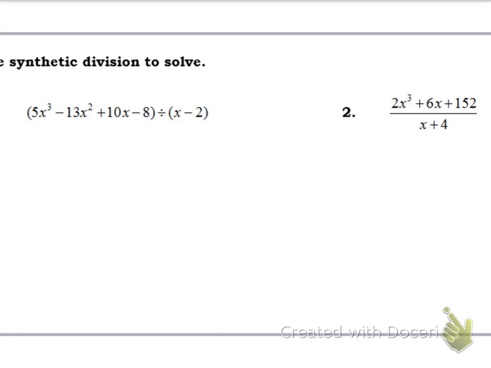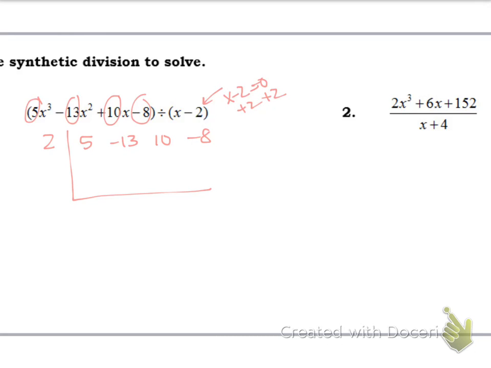Okay, so using synthetic division, to get your outside number you can do ZPP. If I set this equal to 0 and solve it, I would add 2, so that goes on the outside of my box. Then I put all of the coefficients on the inside of the box. I need placeholders, again, if I need them. So I've got 5, negative 13, 10, and negative 8. I always drop my first one. I multiply on the outside, add on the inside. So if I drop it, I get 5. I multiply to get 10, and it moves in. And then I add on the inside to get negative 3.